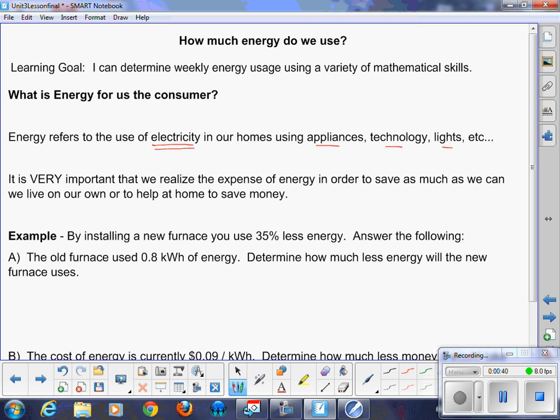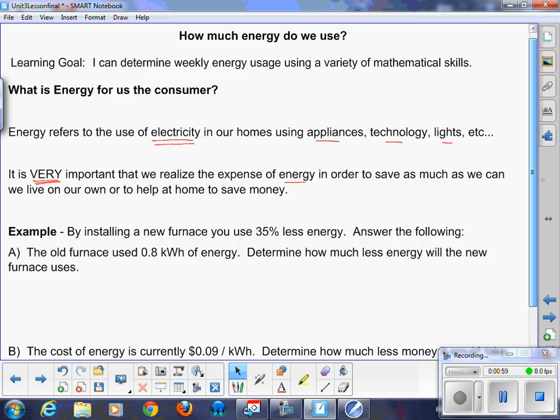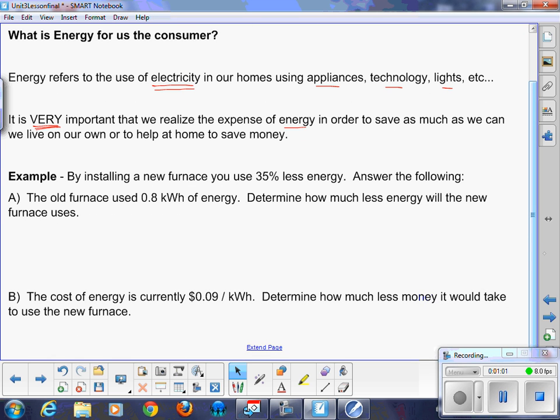I can't tell you how important it is to realize how expensive electricity or energy is in order for us to survive. If you look at all the stuff that depends on electricity, there is quite a significant amount of technology in your home and necessary appliances, fridges, freezers, air conditioning, and so on. So let's look at a couple of examples.